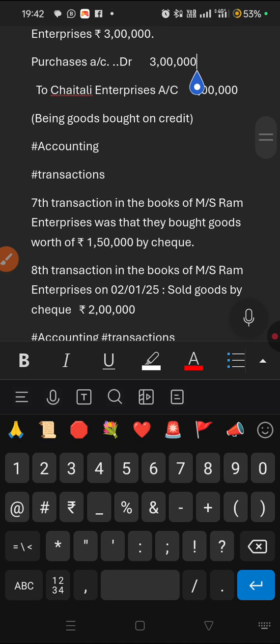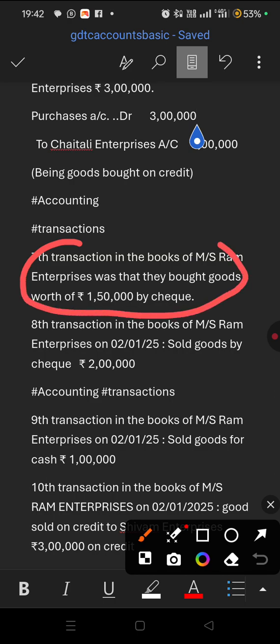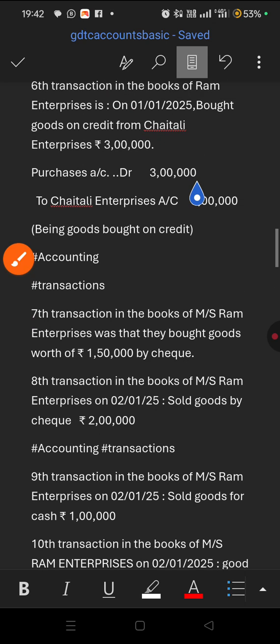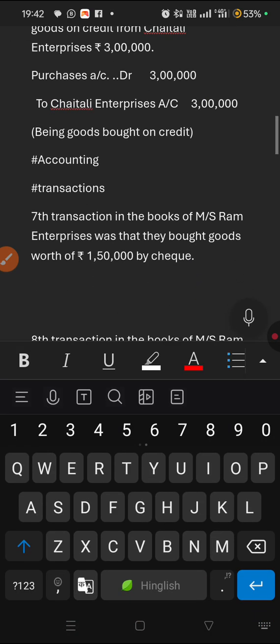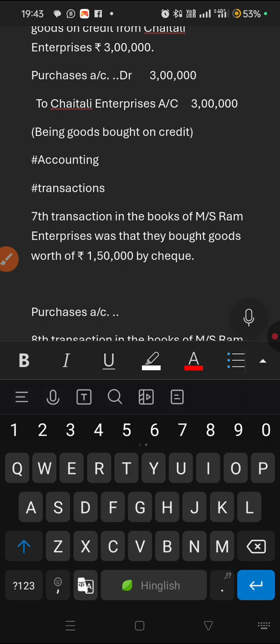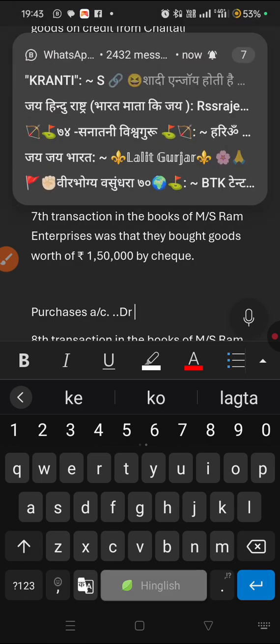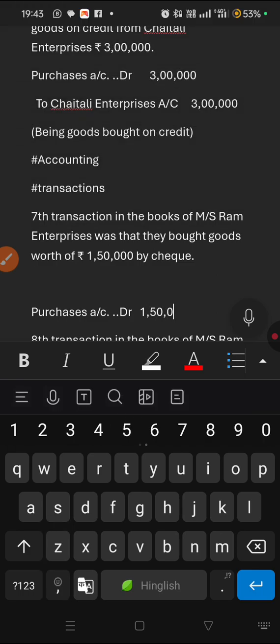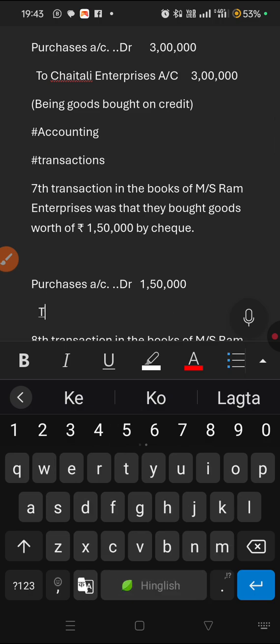Now the seventh transaction. The seventh transaction in the books of Mrs. Ram Enterprises was that they bought goods worth rupees 1,50,000 by check. Here in this transaction, the two accounts are purchases account and bank account. Purchases account is an expense, shall be debited. Purchases account debit, how much rupees? 1,50,000. To bank account credit, because money is decreasing from the bank account.